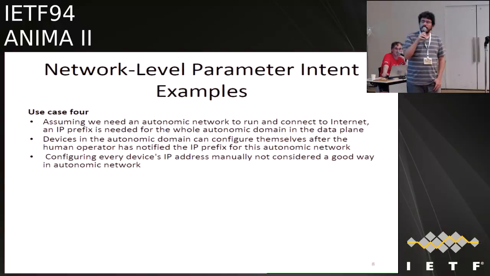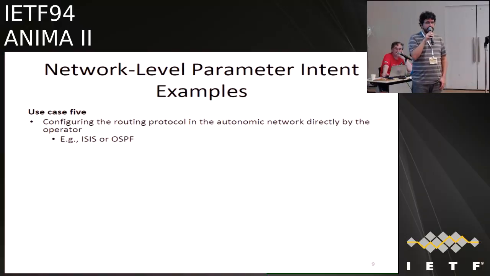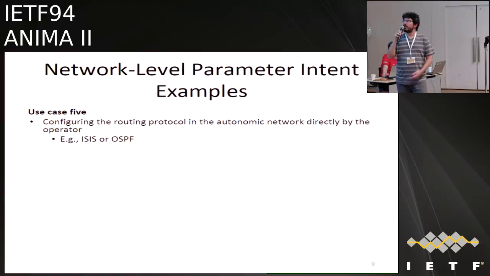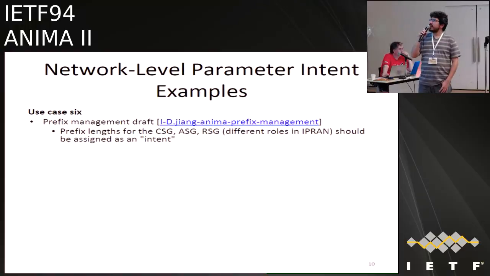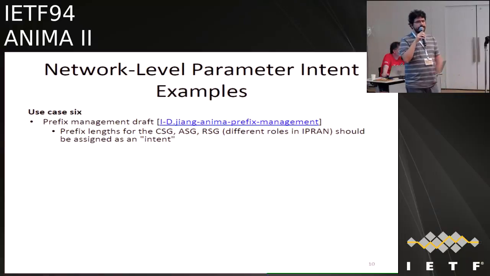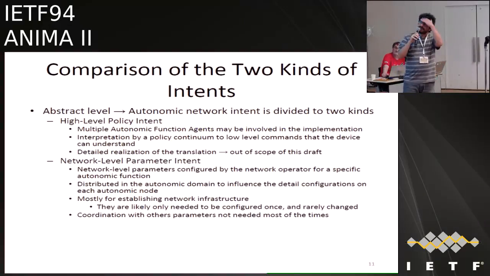Next slide. The fifth case, also a network level parameter example, is that you need to configure the routing protocol in the autonomic domain, and there are some choices, like which routing protocol do you want to use in that domain. Slide. The sixth use case, I don't need to describe again, is the use case that Cheng described earlier in this meeting. Next slide.